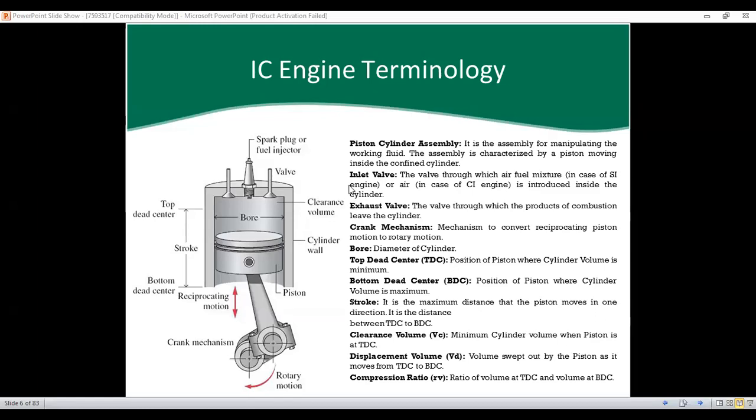So whatever the different parts we can observe here: piston cylinder assembly, this is piston and cylinder, inlet valve, exhaust valve, crank mechanism, bore, top dead center, bottom dead center. So these are the terminology, and this is very important from your exam perspective. When the examination asks you to write the IC engine terminology or different components, you can write the same things with a suitable diagram.